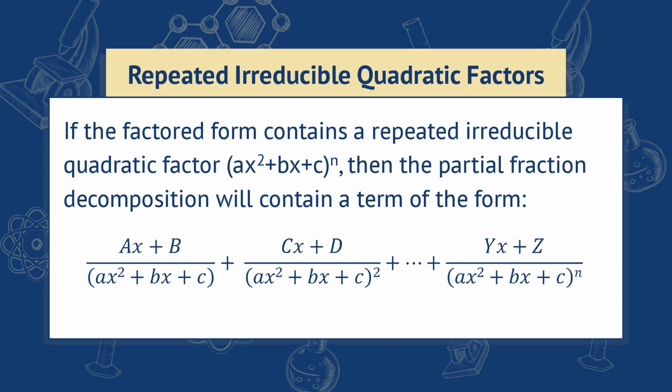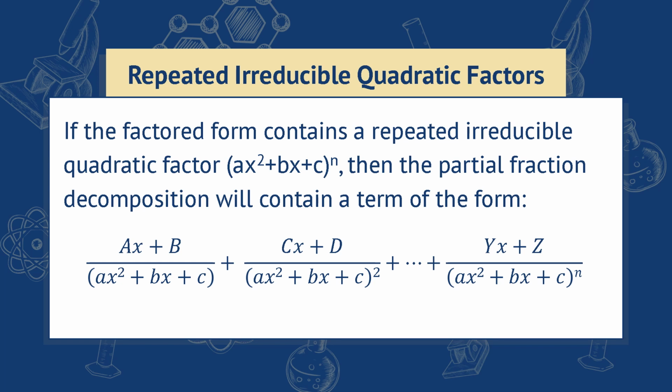If the factored form contains a repeated irreducible quadratic factor, (ax squared plus bx plus c) to the power of n, then the partial fraction decomposition will contain a term of the form (ax plus b) divided by (ax squared plus bx plus c), plus (cx plus d) divided by the quantity of (ax squared plus bx plus c) squared, and so on and so forth, until (yx plus z) divided by (ax squared plus bx plus c) raised to n.